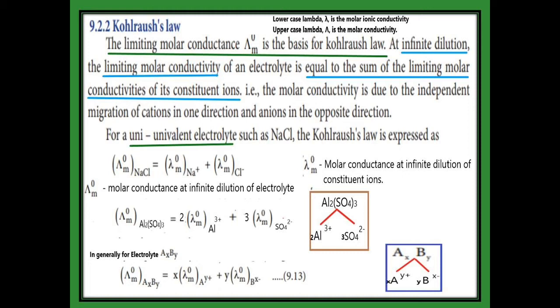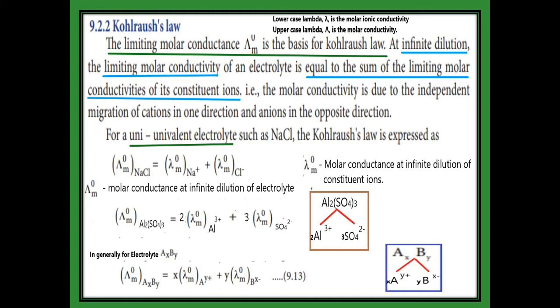Suppose we have some other salt, for example, aluminum sulfate. What is the difference between sodium chloride and aluminum sulfate? Sodium chloride is univalent. Na plus and Cl minus, both have +1 and -1 valency. But in aluminum sulfate, the aluminum possesses 3+. The valency of aluminum is 3+, and the sulfate valency is 2-. But from the salt, how many aluminum are present in the salt? Two aluminum. So 2 Al 3+. The 3+ is the valency of the aluminum, but how many aluminum are present? Two aluminum are present in the salt. So we get 2 aluminum 3+ ions in the water.